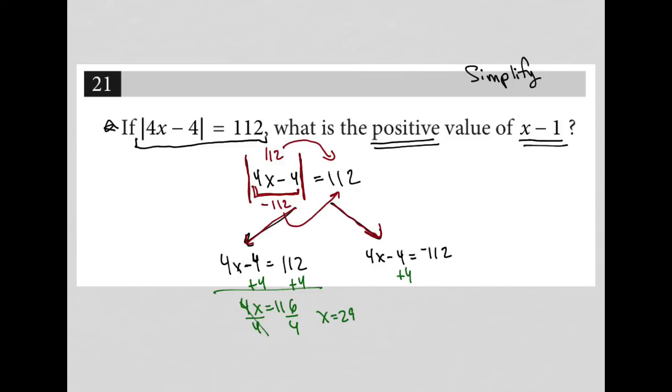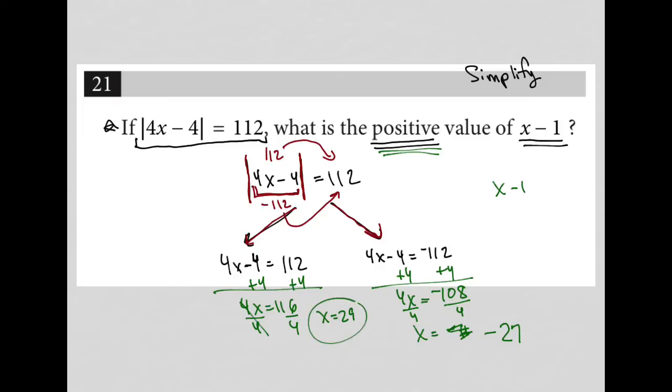And in this case, I add 4, and realistically, I'm not going to even continue solving this one. The reason being that I want the positive value of x minus 1. This is going to give me x as a negative number, right? So even if I did solve it, let's just do it. 108 divided by 4, 27. So this ends up giving me a negative 27, right? But I want x minus 1. I want the positive value of x minus 1.